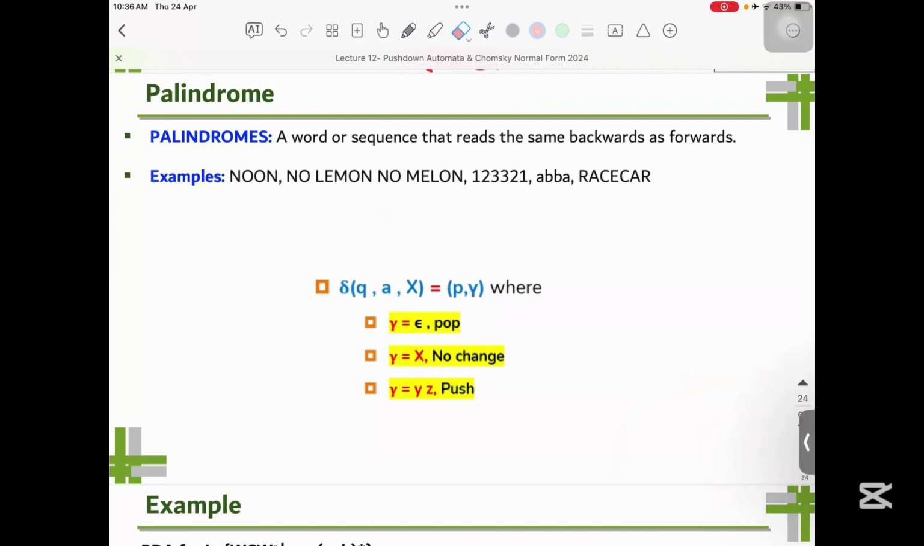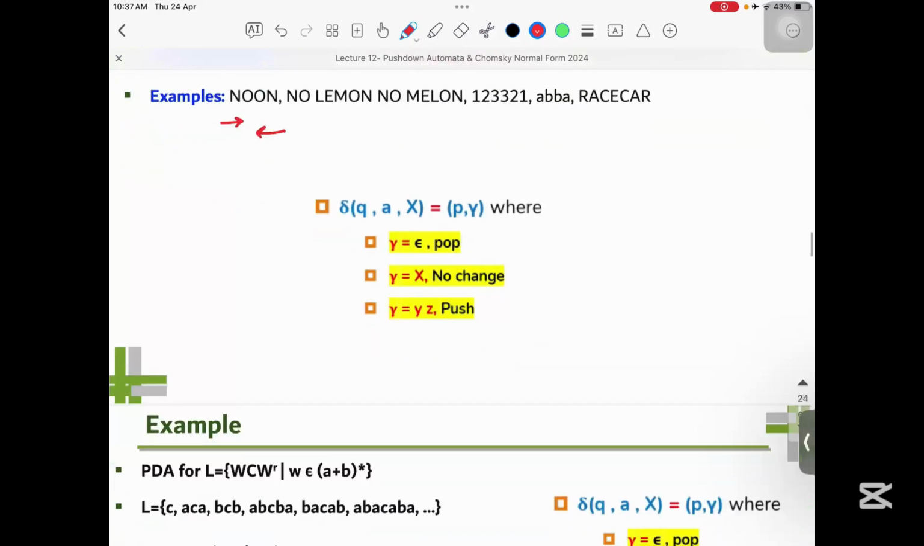Let's first start with the palindrome, as a palindrome is basically a sequence of words that is the same if you read from the left side or from the right side. In case of palindromes, we will see different types. Some palindromes are even, some are odd. Let's solve one by one. An even palindrome and an odd palindrome, and then we can build a pushdown automaton that can support both even and odd.